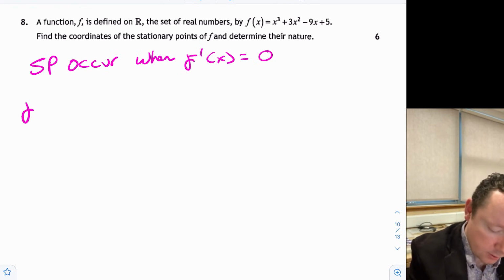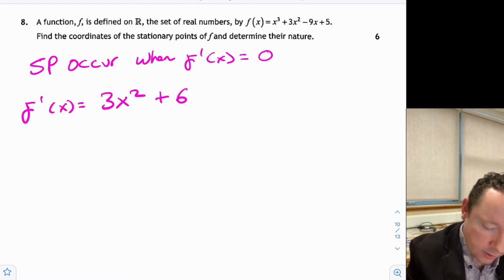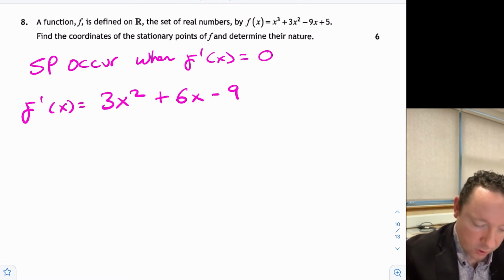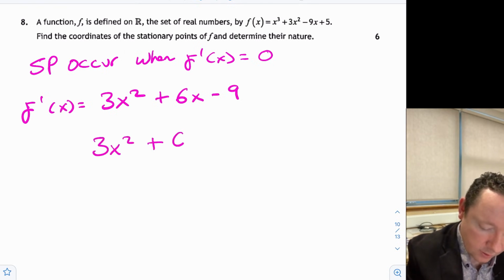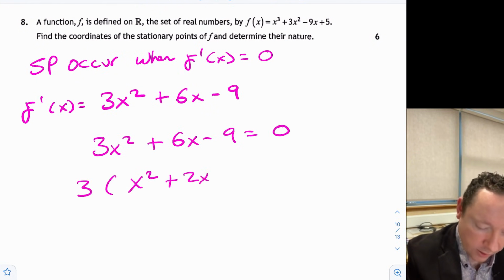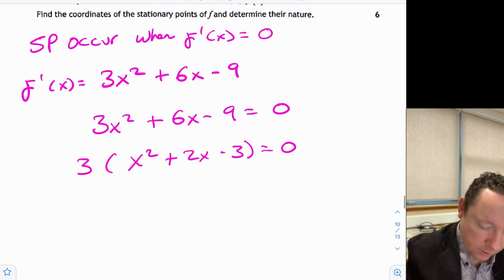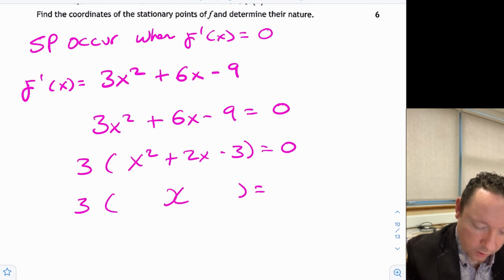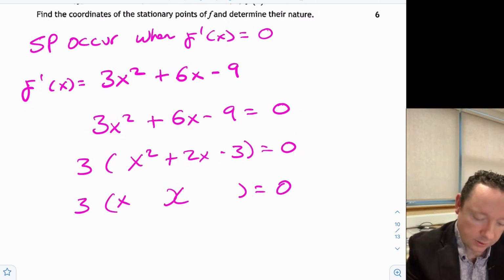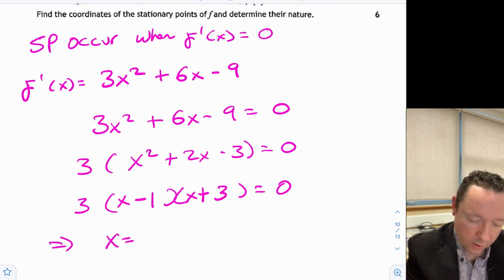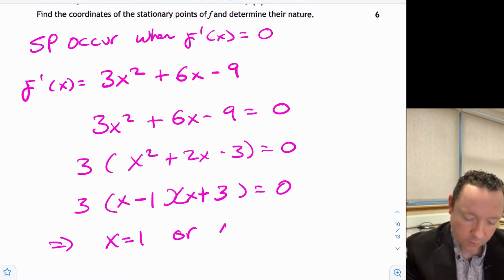So f dash x is equal to 3x squared, 2 times 3 is 6, so plus 6x minus 9, and then the 5 disappears. So we're saying 3x squared plus 6x minus 9 equals 0. 3 is a common factor, so we get x squared plus 2x minus 3 equals 0. Keeping our common factor, it's a standard one to factorise. We've got x and x. It has to be 3 and 1, and plus 3 minus 1 is 2. So that implies x minus 1 is 0, so x equals 1, or x plus 3 is 0, so x equals minus 3.